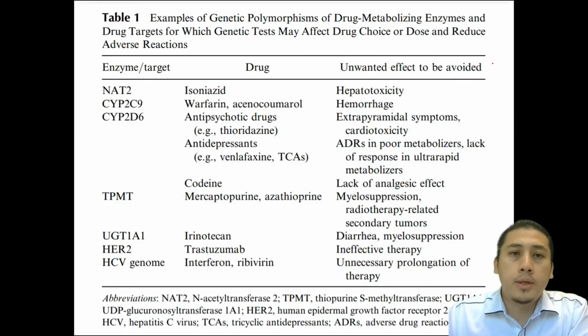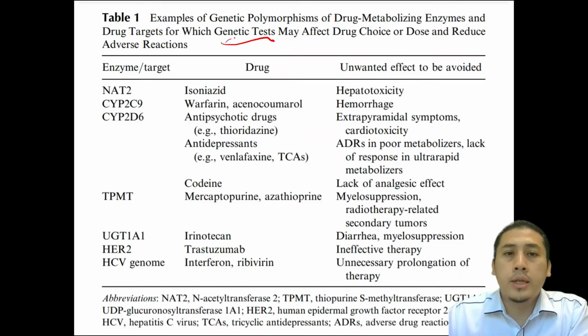Alright, so this table is showing you the examples of genetic polymorphisms of drug metabolizing enzymes and drug targets for which genetic tests may affect drug choice. So if you have a prior genetic test before prescribing any medication to the patients, then you would know if the patient has a variation in certain metabolizing enzymes, and that may affect how you decide the prescription, what kind of drugs you want to give to the patients.